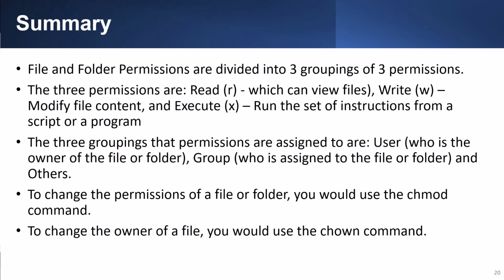In summary, file and folder permissions are divided into 3 groupings of 3 permissions. The 3 permissions are read, which can view files, write, which can modify file content, and execute, which runs the set of instructions from a script or program. The 3 groupings that permissions are assigned to are user, who is the owner of the file or folder, group, who is assigned to the file or folder, and others. To change the permissions of a file or folder, you use the chmod command. To change the owner of a file, you would use the chown command.